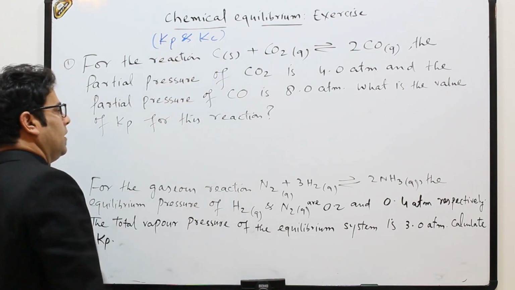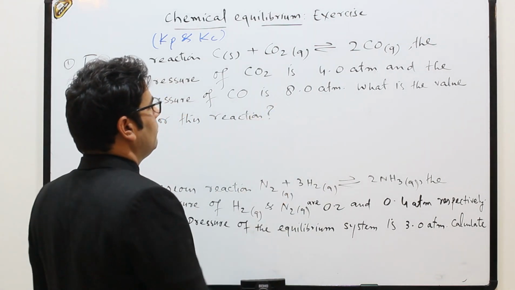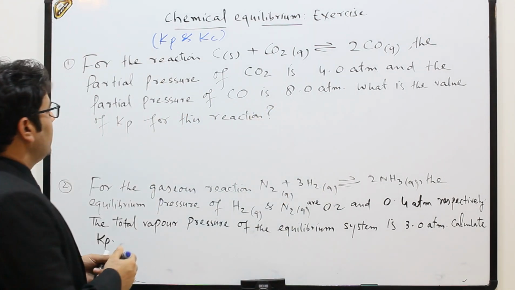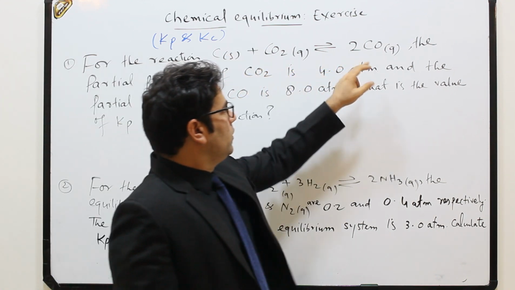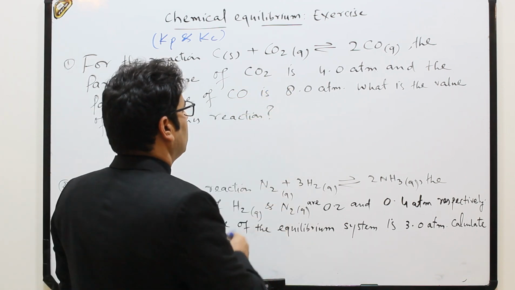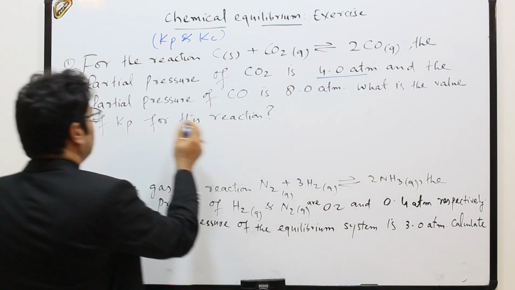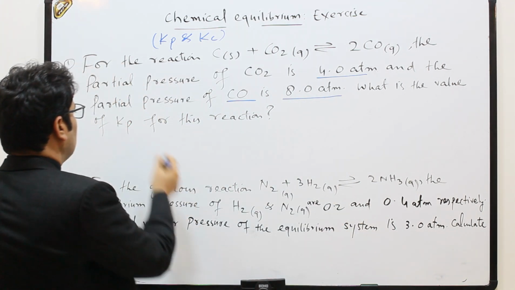Here we have been given an exercise for the reaction carbon plus carbon dioxide gives twice carbon monoxide. The partial pressure of carbon dioxide is 0.4 atmosphere and the partial pressure of carbon monoxide is 8.0 atmosphere. What is the value of Kp?